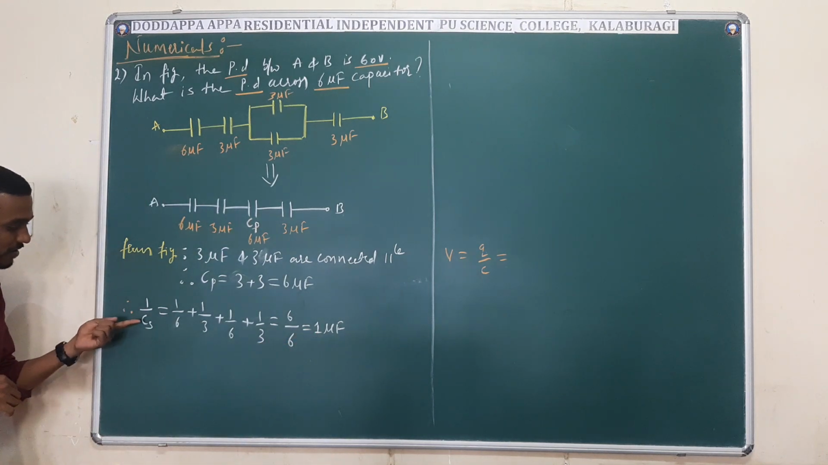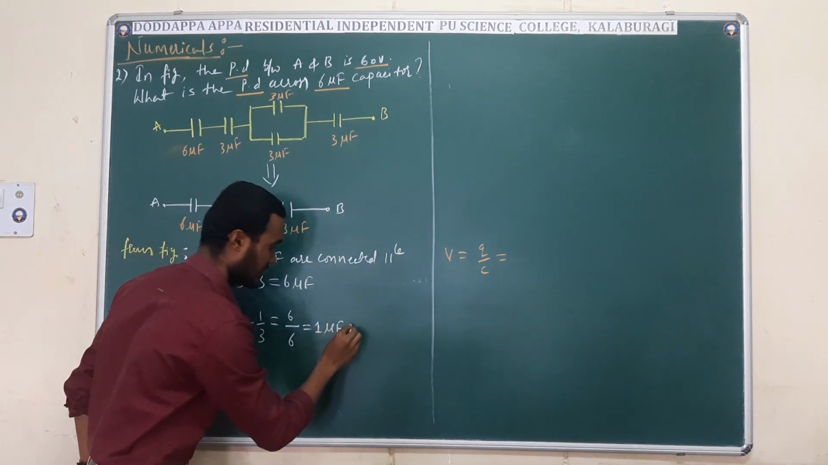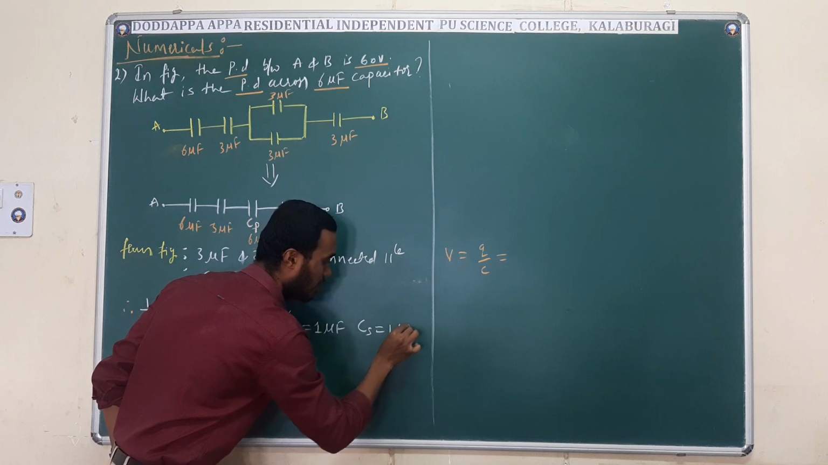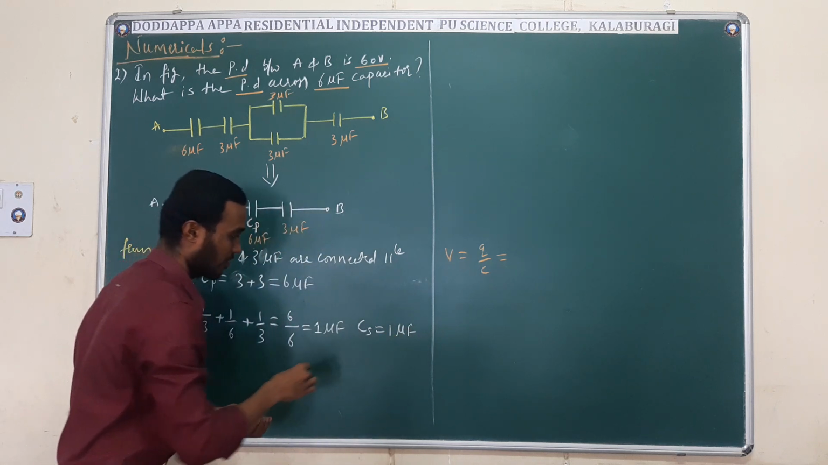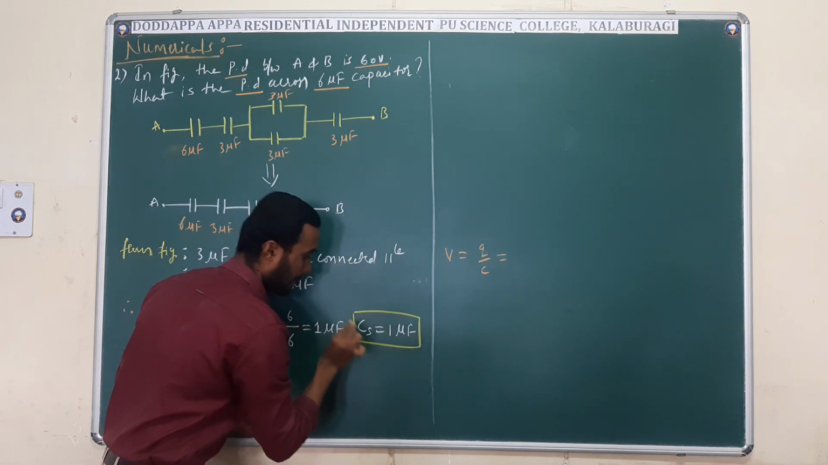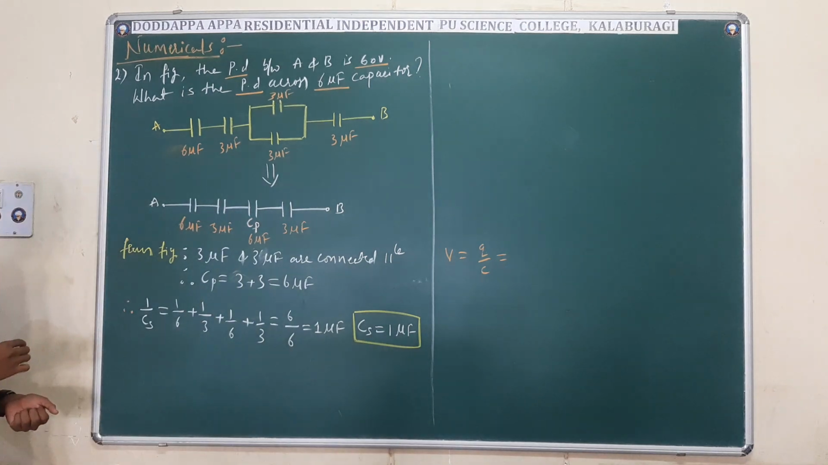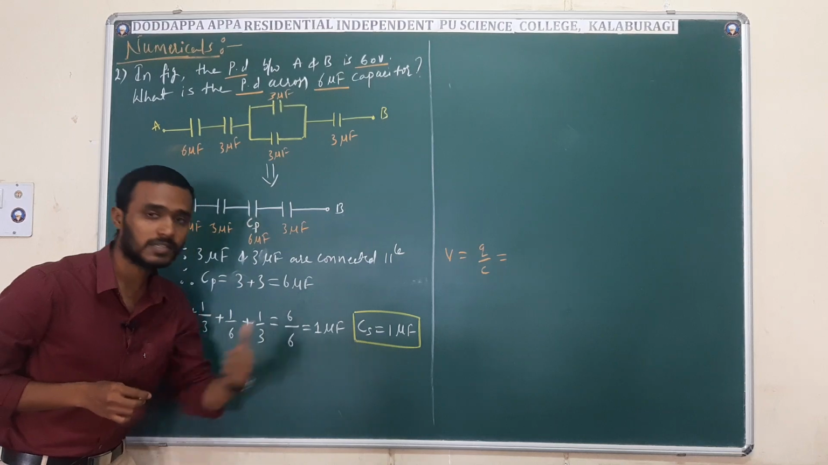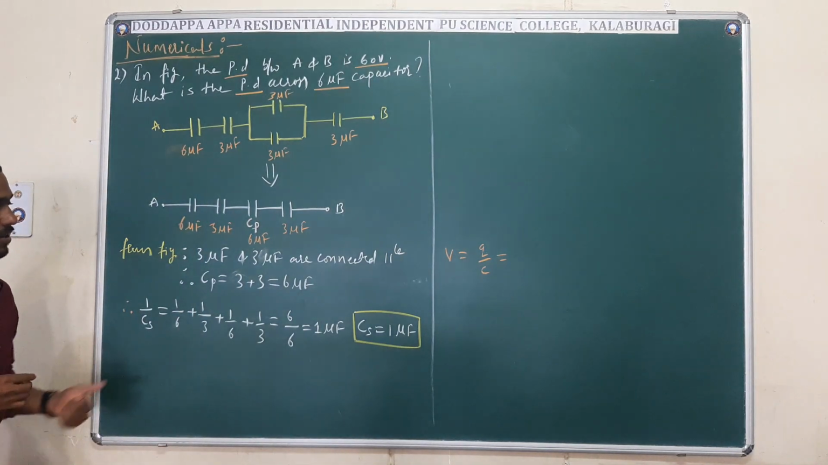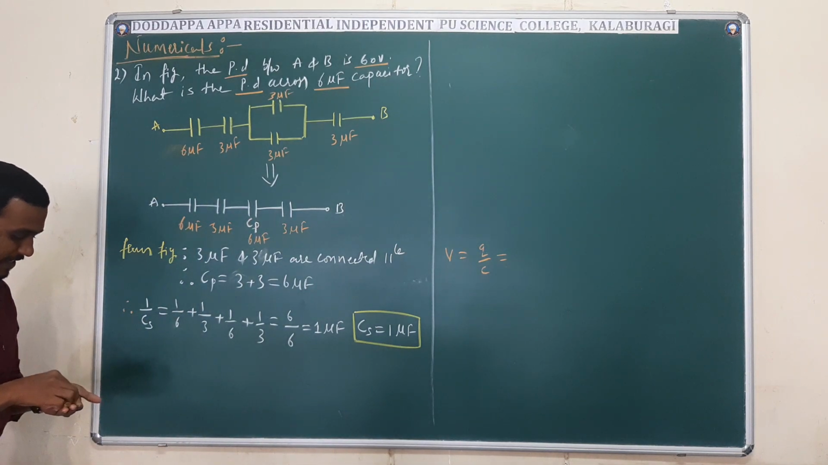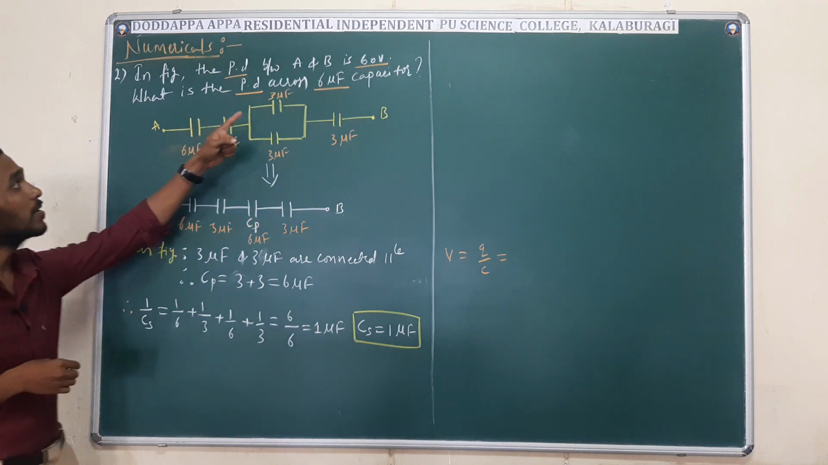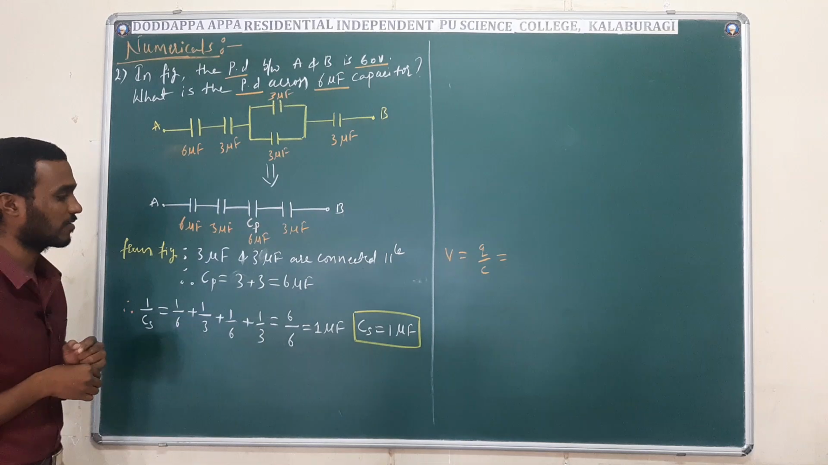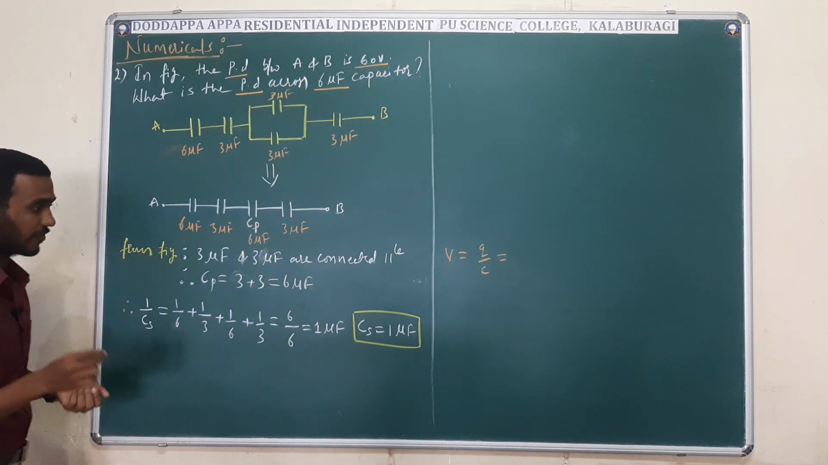Take the reciprocal of it. Cs is equal to again 1 microfarad only. So Cs is equal to 1 microfarad. This is what we have got here, the equivalent capacitance, right? Okay, now we will see the potential difference across the 6 microfarad capacitor, which we need to find here.